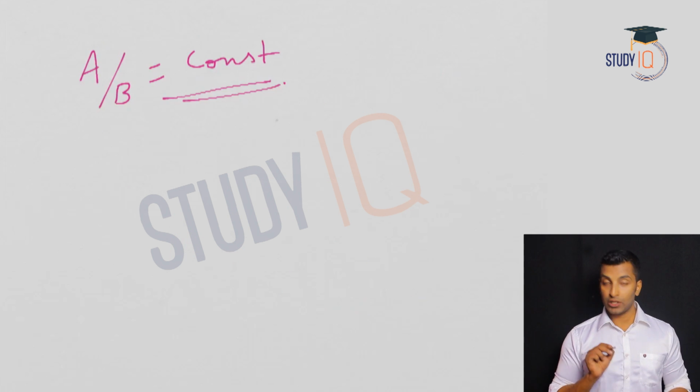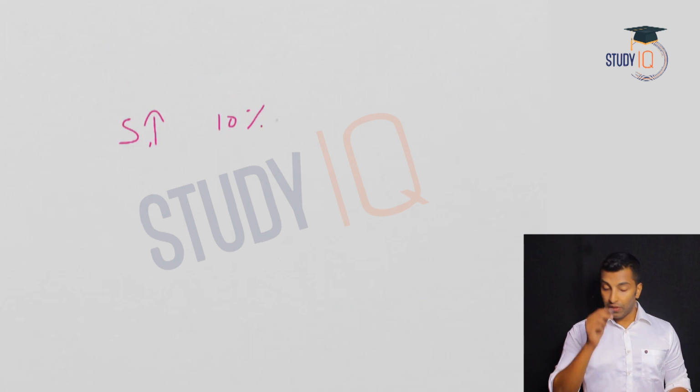So one point you need to remember is A by B is constant, so this is directly proportional. And you won't get many questions on the basis of direct proportion, because see, the questions are like the speed is increased by 10%. Now when it comes to speed, distance, time, what is directly proportional? Speed and distance. What is the equation? Distance by speed is equal to time. Okay, so I am keeping the time constant.